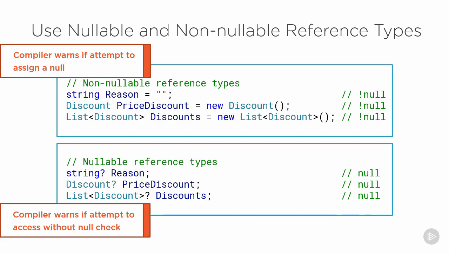Now that we know how to defend our code from nulls, let's shift gears and focus on method return values.